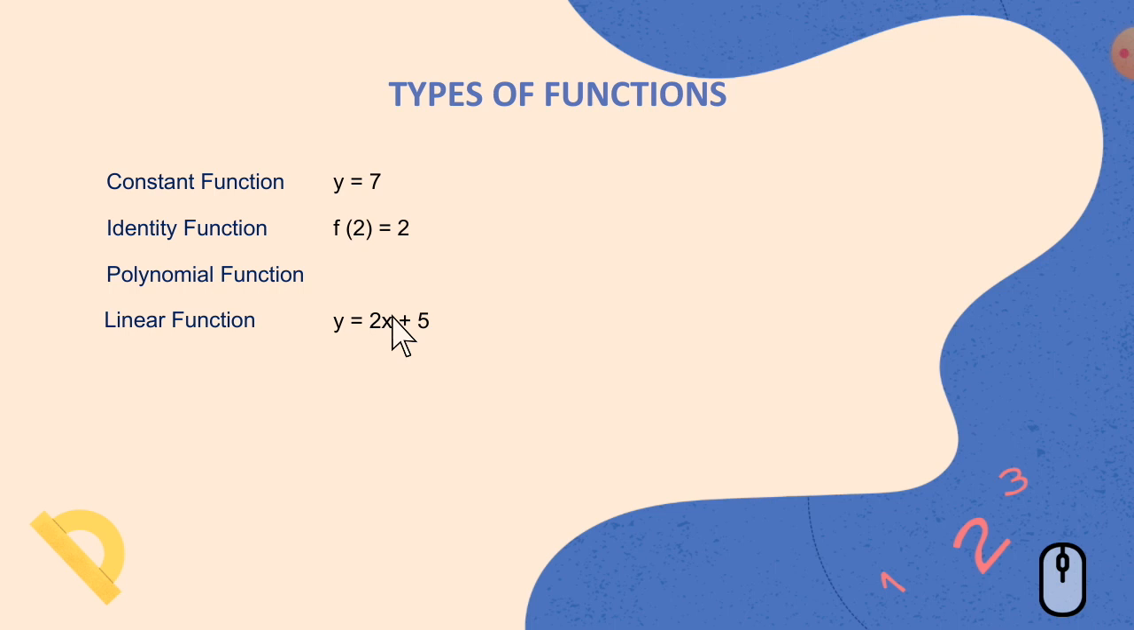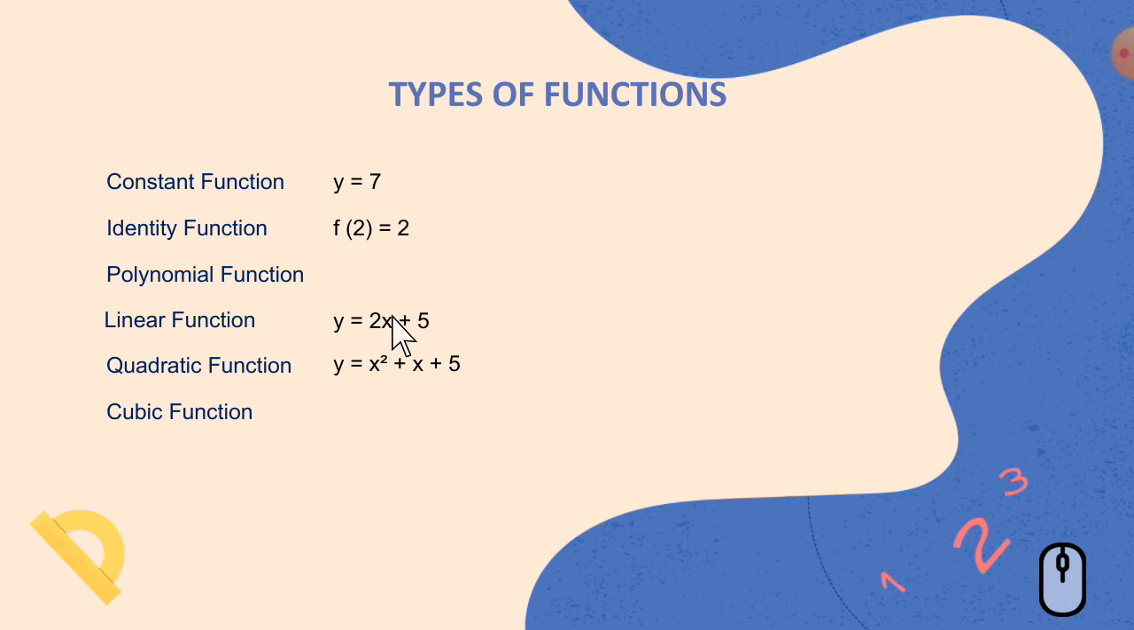And that is what we call linear function. Next is the quadratic function. Pag sinabi natin quadratic function, example is y is equal to x squared plus x plus 5. So we have the exponent of 2 or the power of 2.